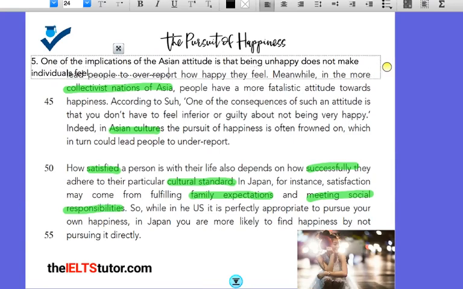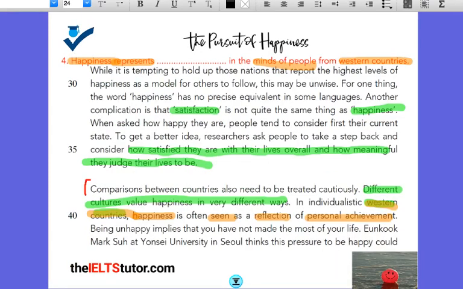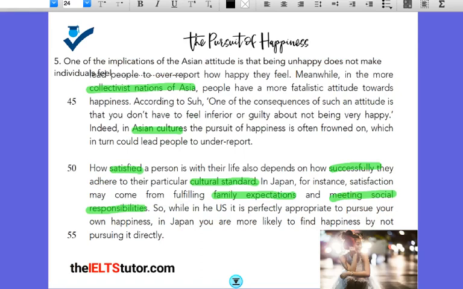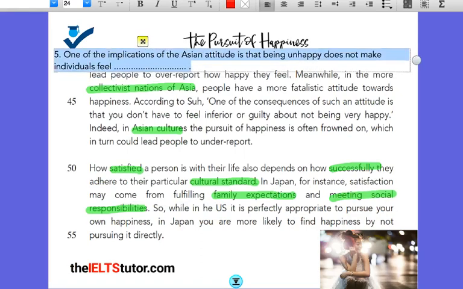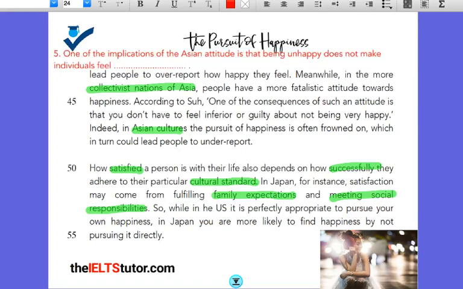And, okay, hold on a second. Let me color that. Okay, so you're able to find the answer here. One of the implications of the Asian attitude is that being unhappy doesn't make individuals feel what? One minute to try to find this answer.